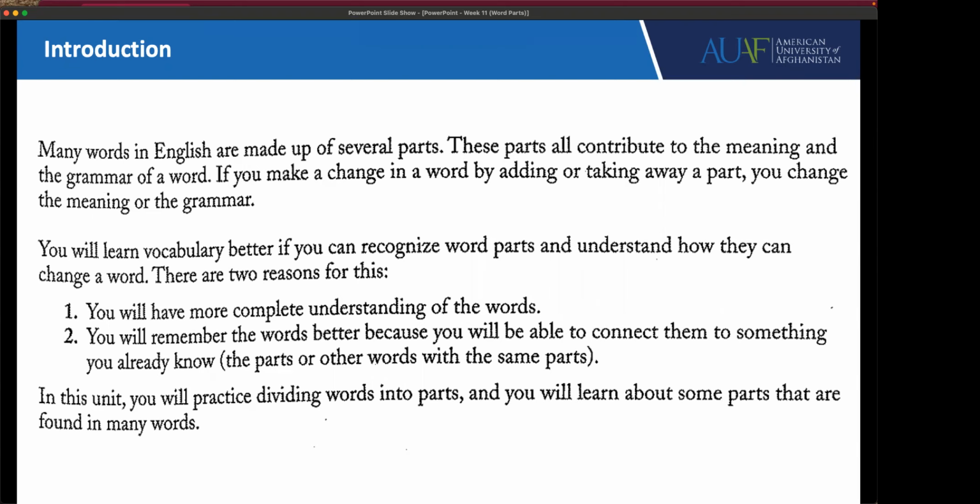It means the parts or other words with the same parts. In this unit, you will practice dividing words into parts and you will learn about some parts that are found in many words. Very good. Thank you.